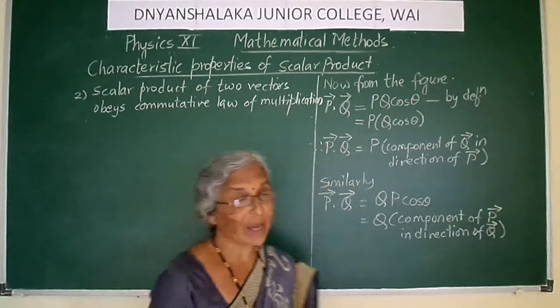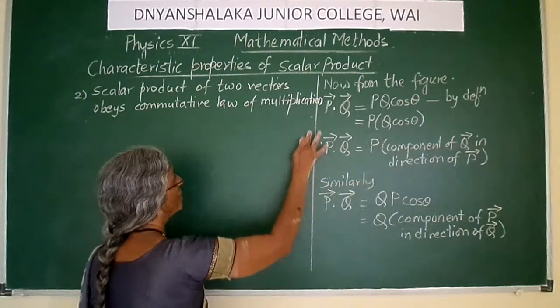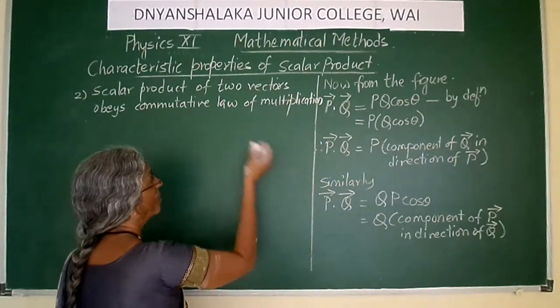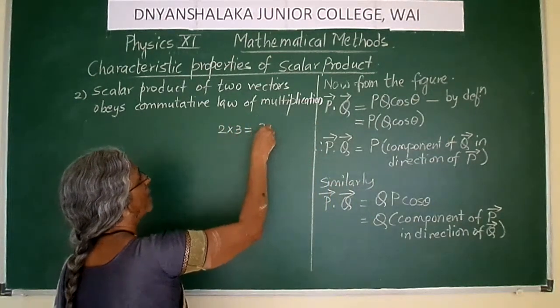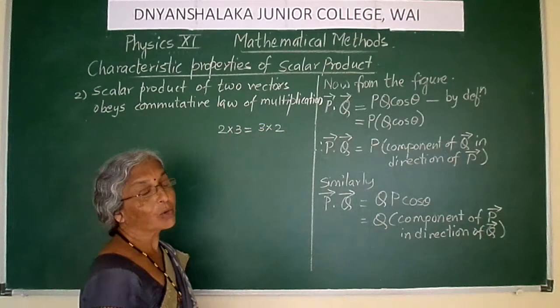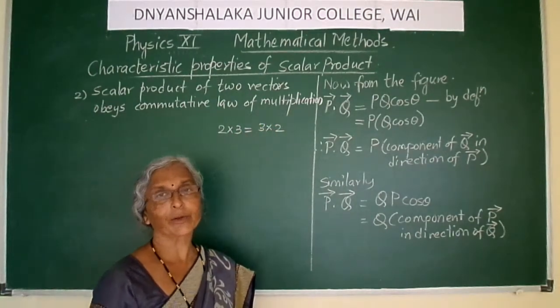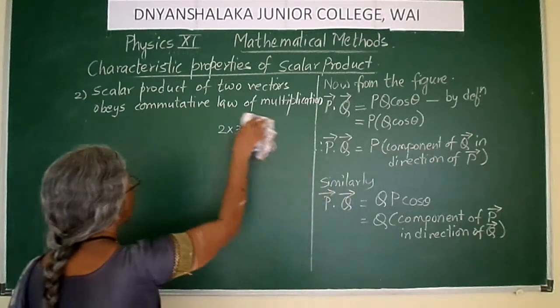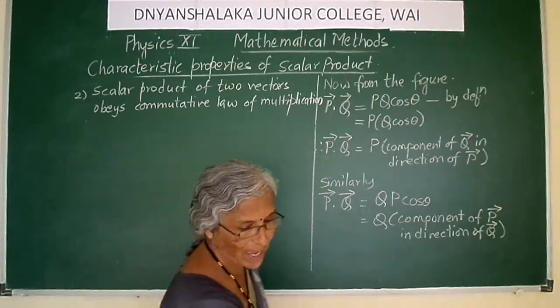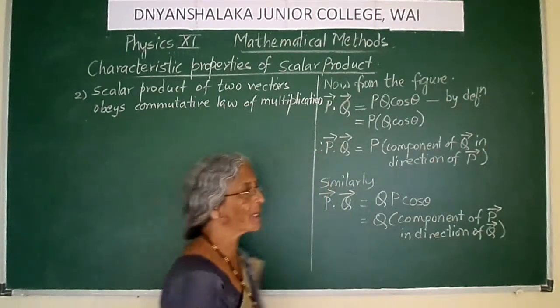We have already studied the law of multiplication. Commutative law of multiplication, 2 multiplied by 3 is equal to 3 multiplied by 2. Isn't it? 2 into 3 is 6. Similarly, 3 into 2 is also 6. So this is commutative law. Similarly, scalar product of two vectors obeys the commutative law of multiplication.